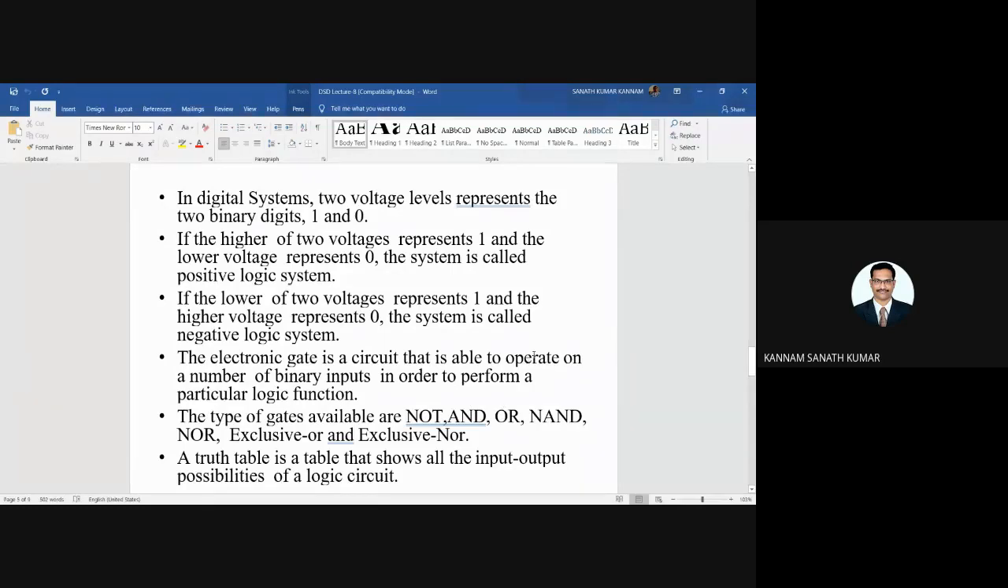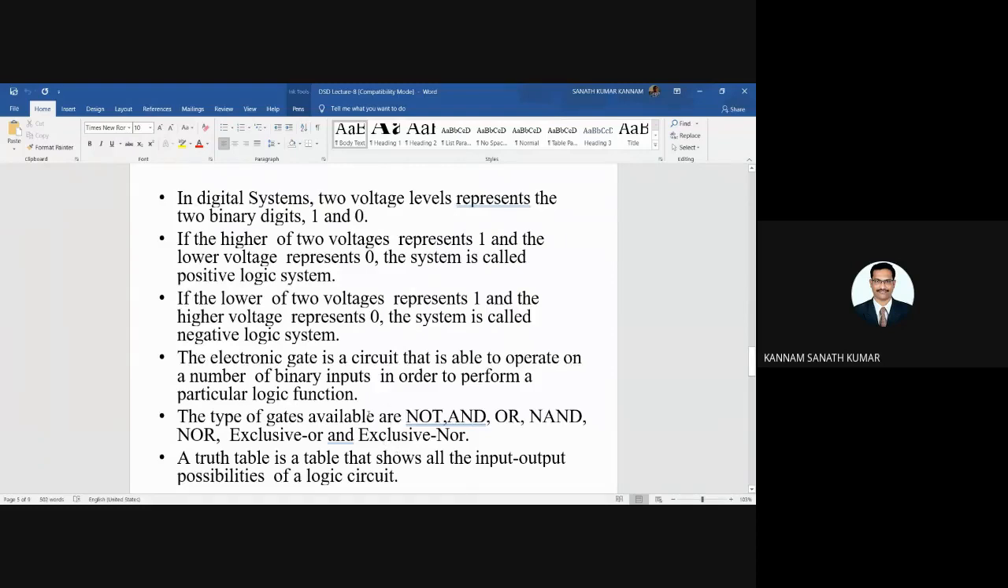If you place an inverter after an AND gate, you get the NAND gate. An OR gate followed by an inverter gives the NOR gate. NAND gate and NOR gate are universal gates, because you can get any gate or any combinational circuit by using the NAND gate and NOR gate. Then there are the exclusive OR gate and exclusive NOR gate. We will see each gate in detail.